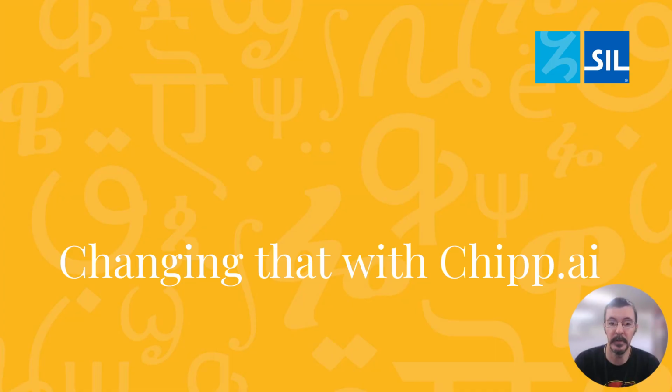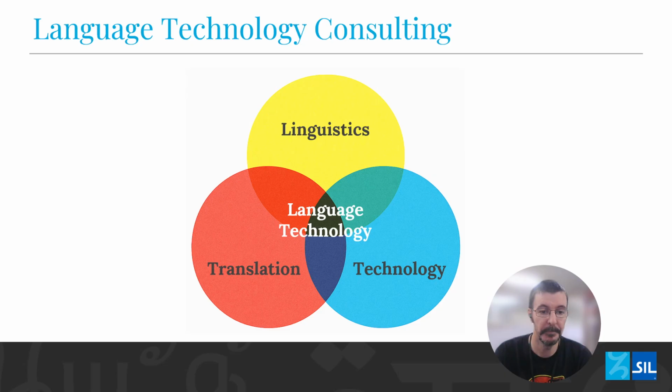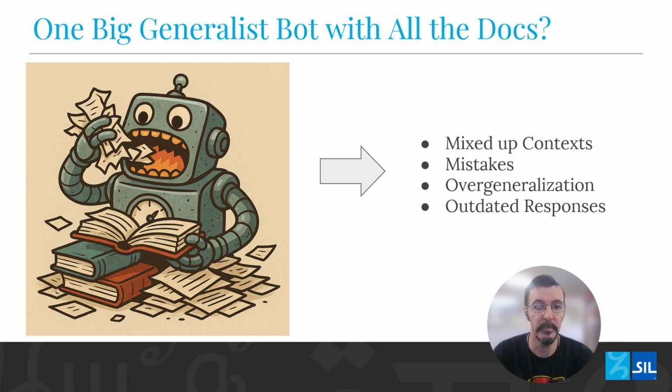So this summer, we decided to change that with Chipp.ai. Our language technology staff are usually 1 or 2 people per country, and they're generalists who support software across diverse academic domains. We needed bots that could match the same breadth and depth as a trained language technology consultant while still staying organized and keeping things compartmentalized. But you're going to have to imagine about 20 of those circles all mixed together.